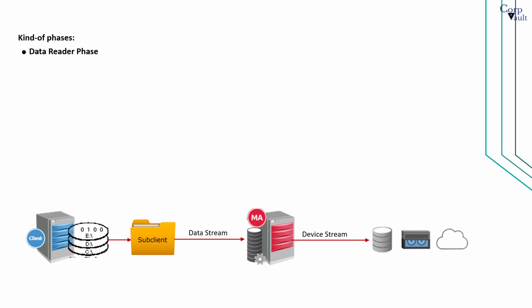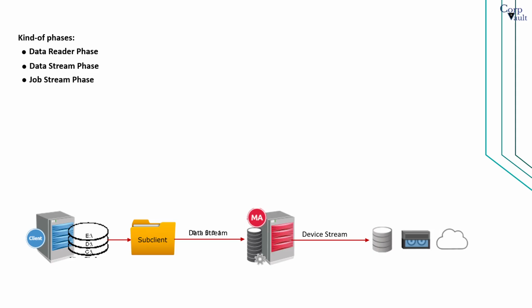Multiple data readers can be configured per sub-client to enable parallel read operations. Data stream phase. After reading, the data is processed by the backup agent and sent to the MediaAgent as data streams. For file system agents, data streams are generated by the data readers. For database applications, for example Oracle, SQL, the application's streaming capability is used.